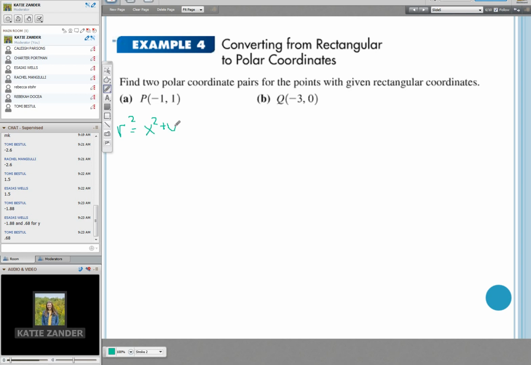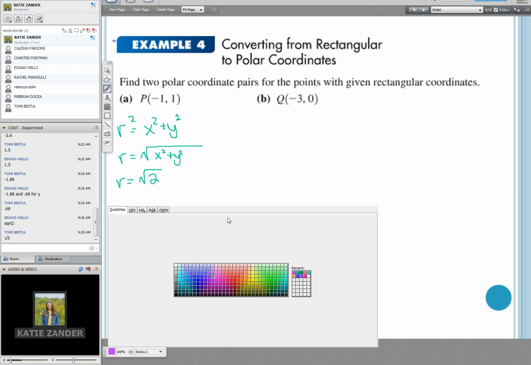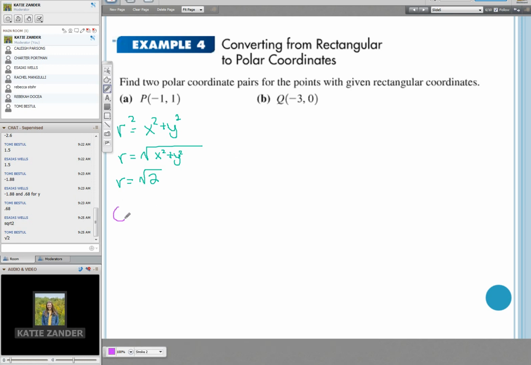So let's see. What are we going to get here? And we'll probably leave it as a square root. Square root of 2, right? Because 1 squared plus negative 1 squared is 1 plus 1, which is your 2. All right, so then we are left with finding theta.